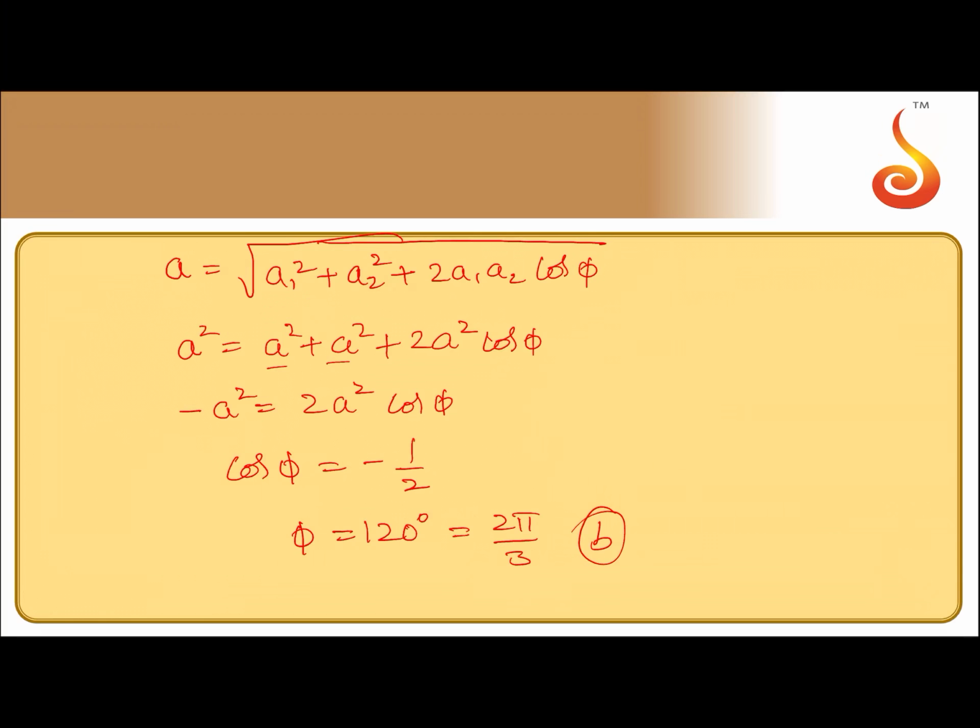So it is similar to vector addition. There we take the angle between the vectors. Here it is the phase difference.